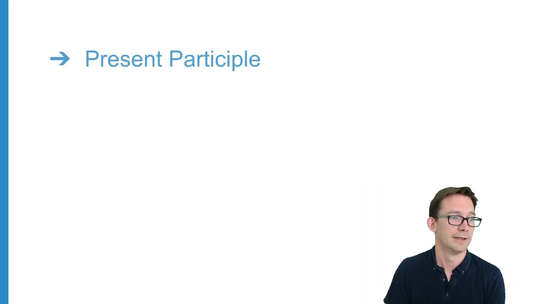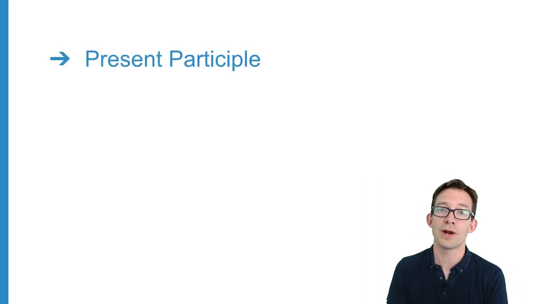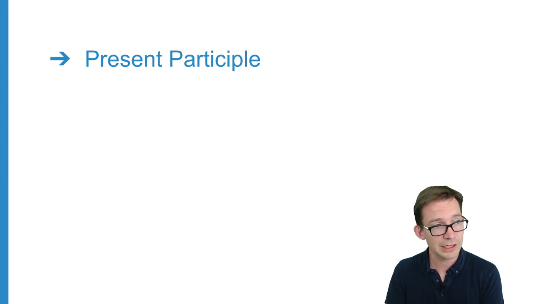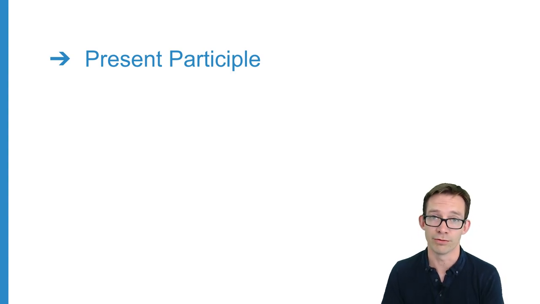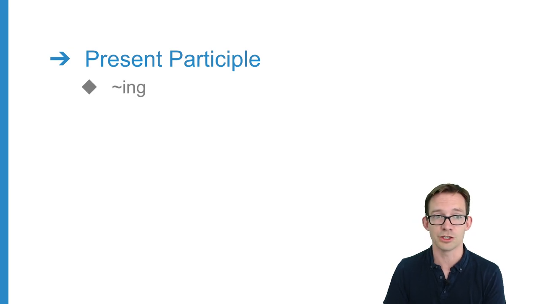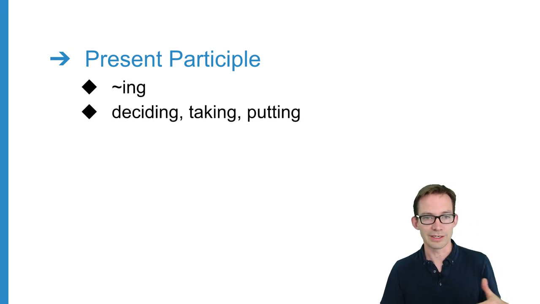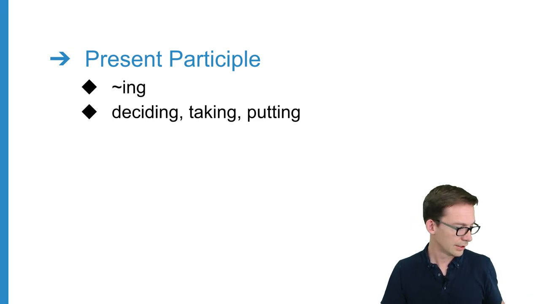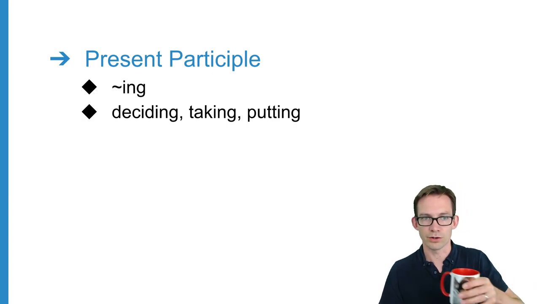So what's a participle? We've got three kinds. We've already talked about present participles, which really all that means is a verb form with an ing ending, okay? So deciding, taking, putting, this is a present participle.